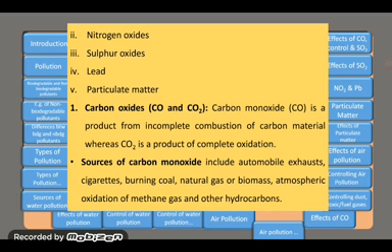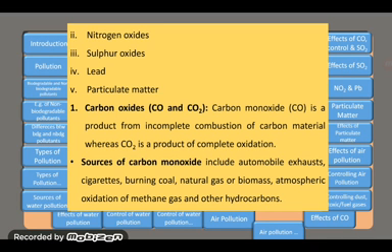For the first one, carbon oxide. Like I said earlier, this can be either carbon monoxide or carbon four oxide. So carbon monoxide is a product from incomplete combustion of carbon material, whereas carbon four oxide is a product of complete oxidation. Incomplete oxidation of carbon substances, or let me just say petrochemicals in some automobile engines, will lead to the liberation of carbon monoxide, while complete combustion will form carbon four oxide.